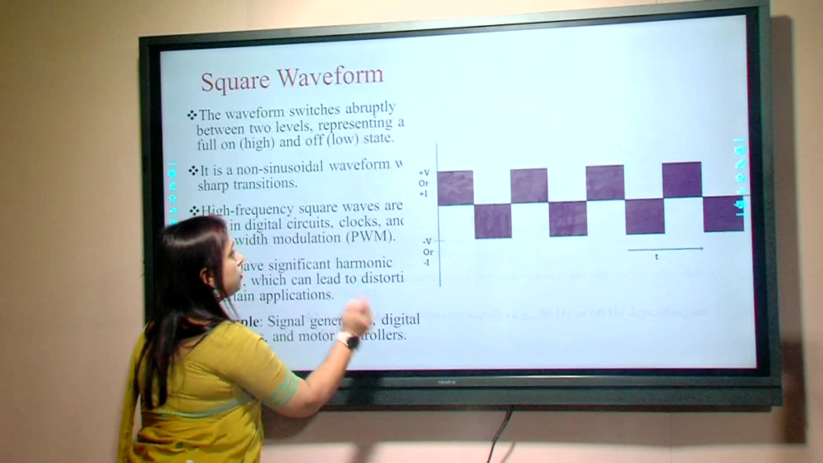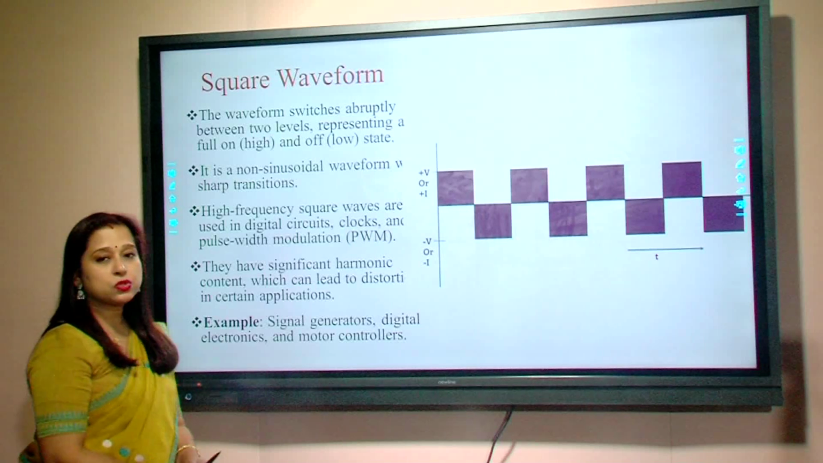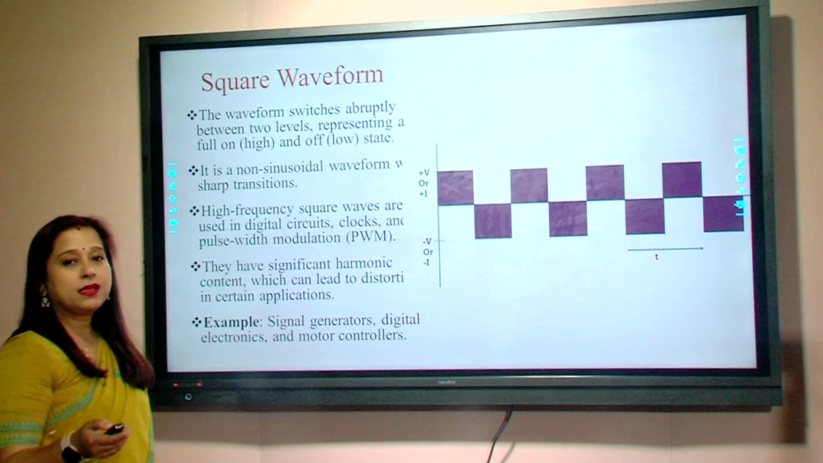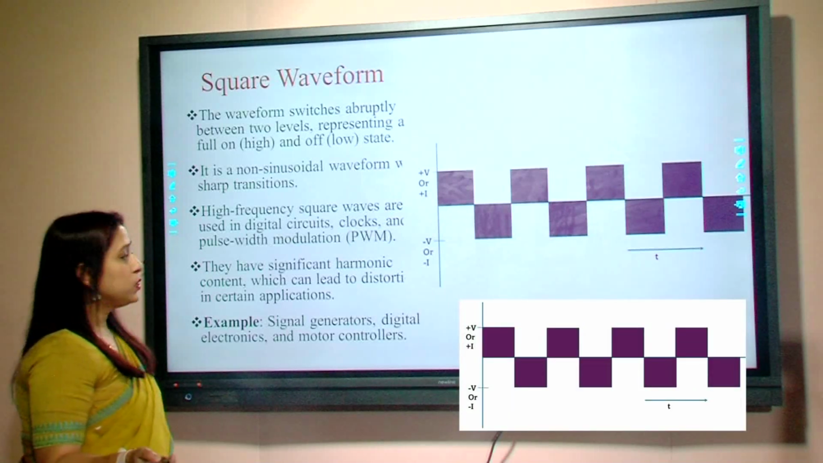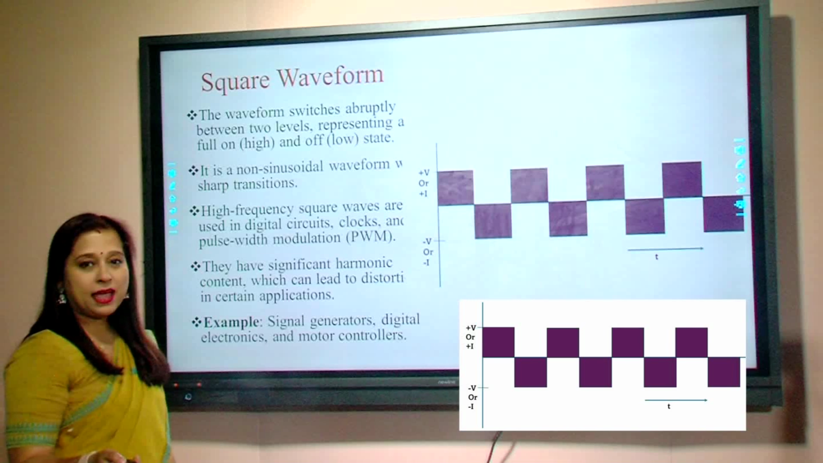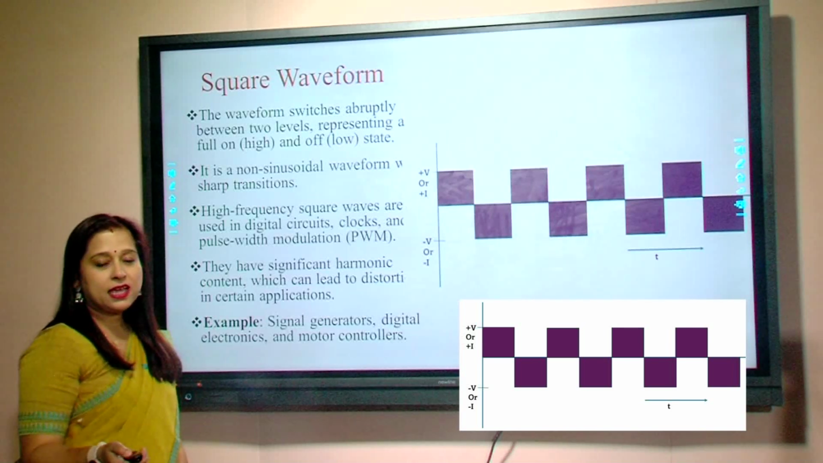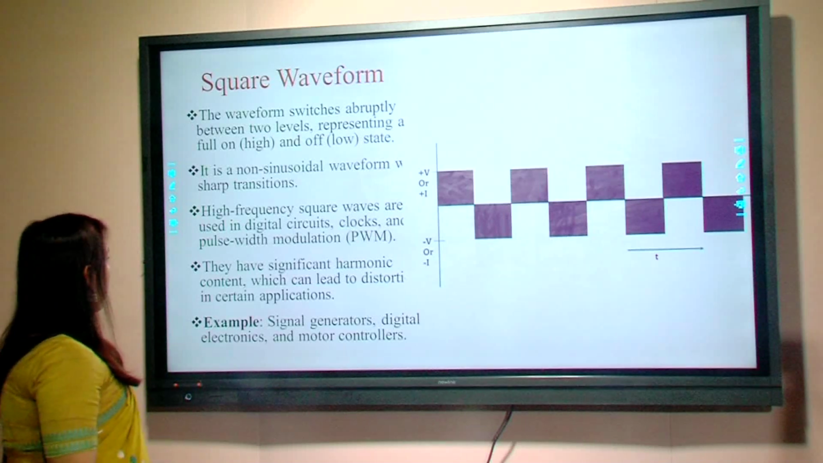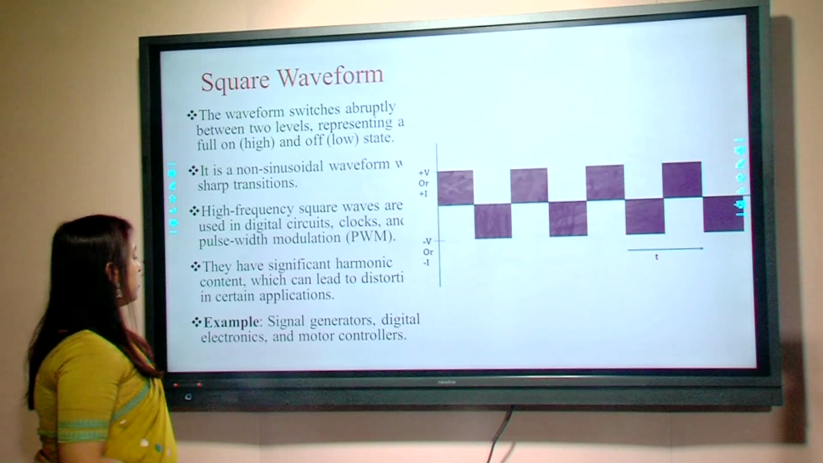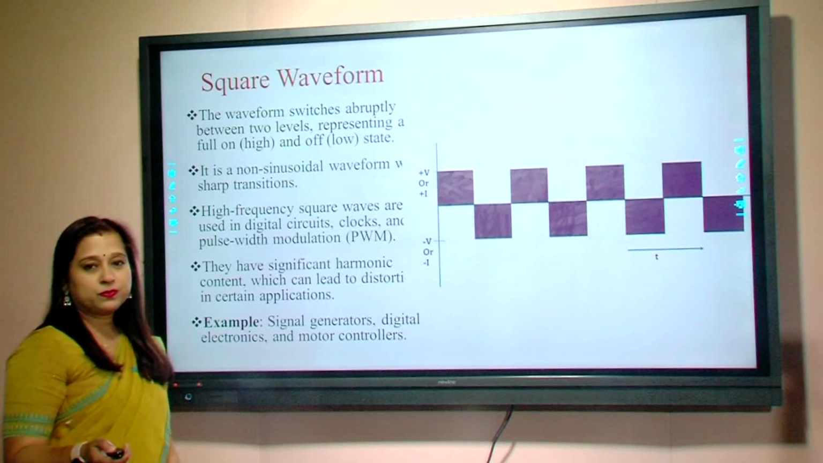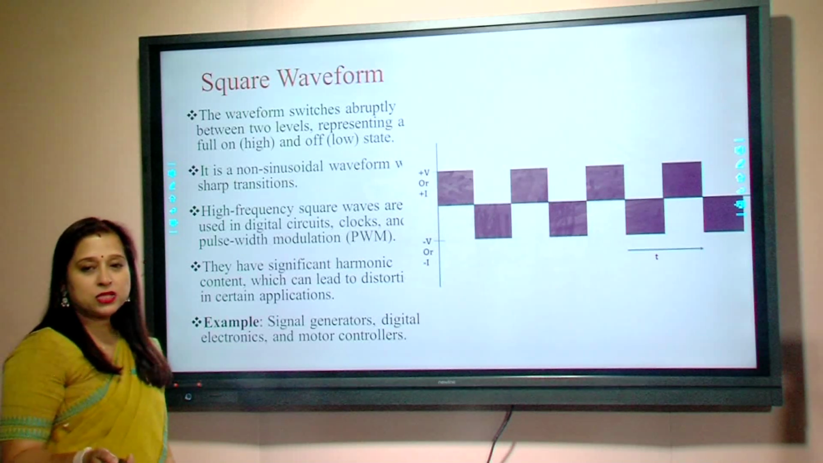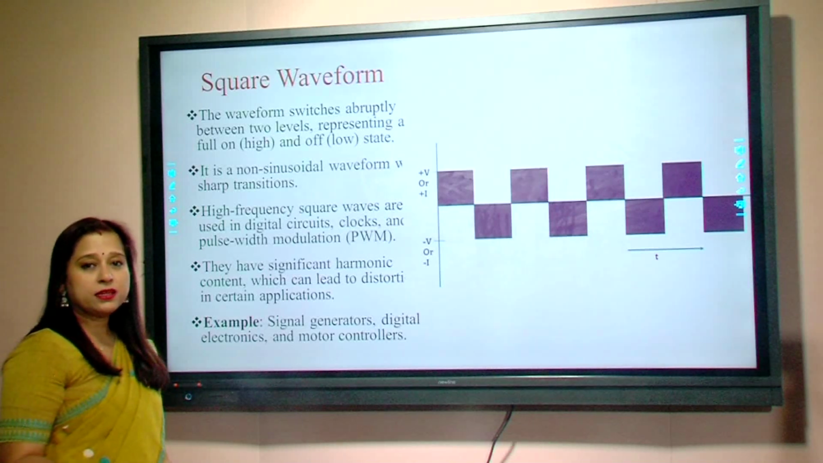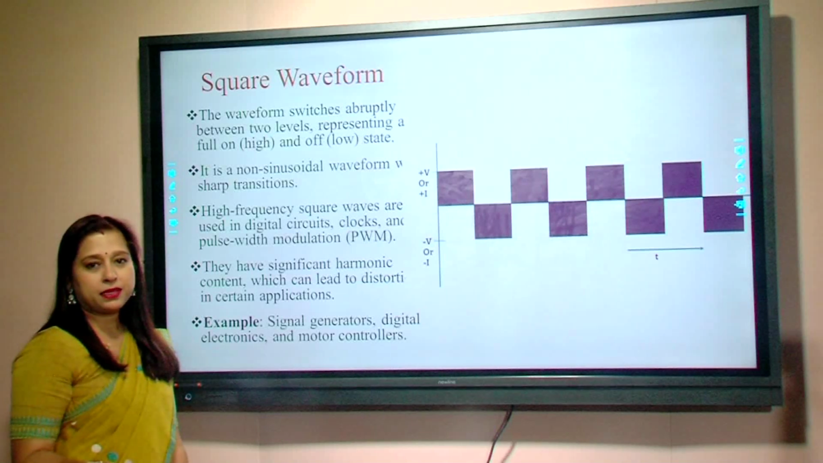The next type of waveform is the square waveform. In case of square wave, it switches abruptly between two levels, high and low. So it is a non-sinusoidal waveform with sharp transitions. High frequency square waves are used in digital circuits, clocks and pulse width modulators. They have significant harmonic content which can lead to distortion in certain applications.